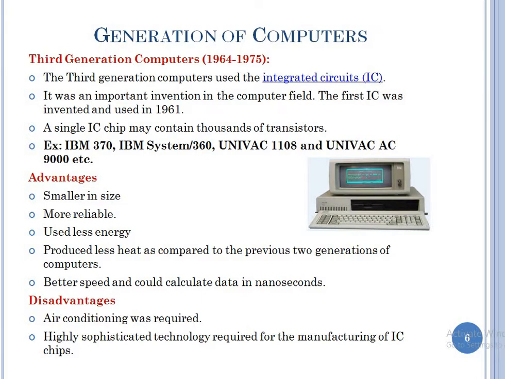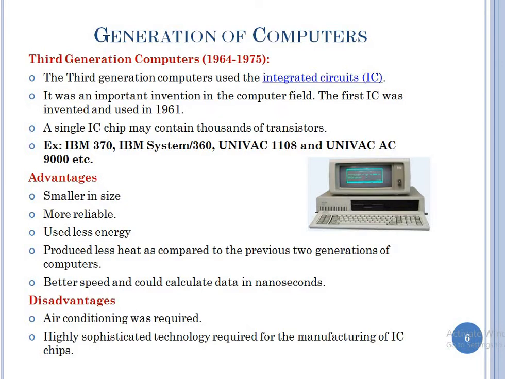These generation computers are used for remote processing, time sharing, and multi-programming operating system. This generation supported high-level programming languages like Fortran, COBOL, etc. Some of the popular third generation computers are IBM 360 series, Honeywell 6000 series, personal data processor, etc.